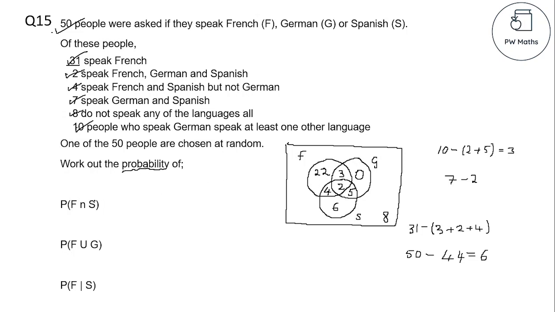Work out the probability of French and Spanish. I always think of fish and chips. I wouldn't just order my fish, I wouldn't order my chips, I'd order fish and chips. So we're looking for the people who speak French and Spanish. I think those 4 work. Those 2 work. That 5 doesn't work because they don't speak French, and the 3 doesn't work because they don't speak Spanish. So it's the 4 and the 2. Add them together to be 6 out of 50.